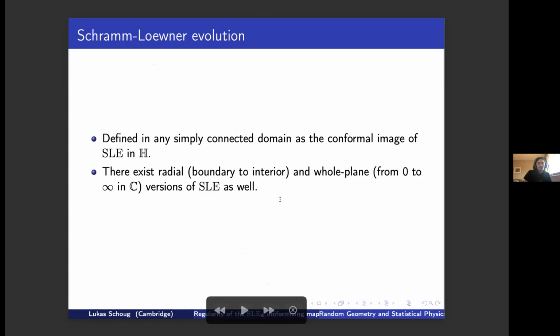Then there exist also radial and whole plane versions. The radial version is a curve growing from the boundary to the interior to some fixed target point. And in the whole plane case, you get a curve growing from 0 to infinity. And locally, these curves look just like the chordal SLE.